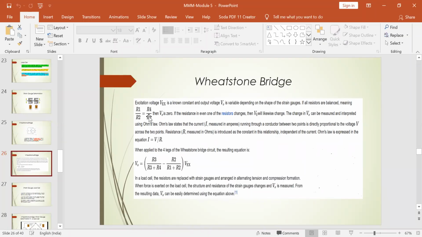Suppose one of the resistances is unknown and you have to determine it. Then you have to change accordingly, and the changed value will be substituted in the equation to evaluate the output voltage. So this is the means of how to evaluate the output voltage when the Wheatstone bridge is balanced or unbalanced. So this is about the Wheatstone bridge and the strain gauge.